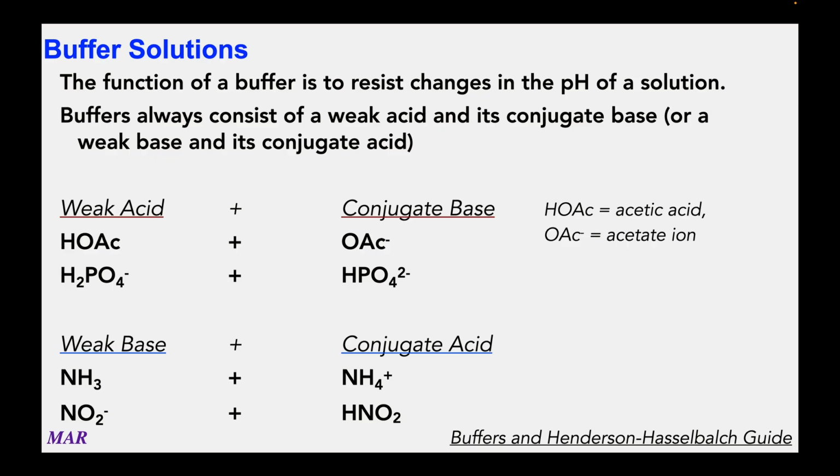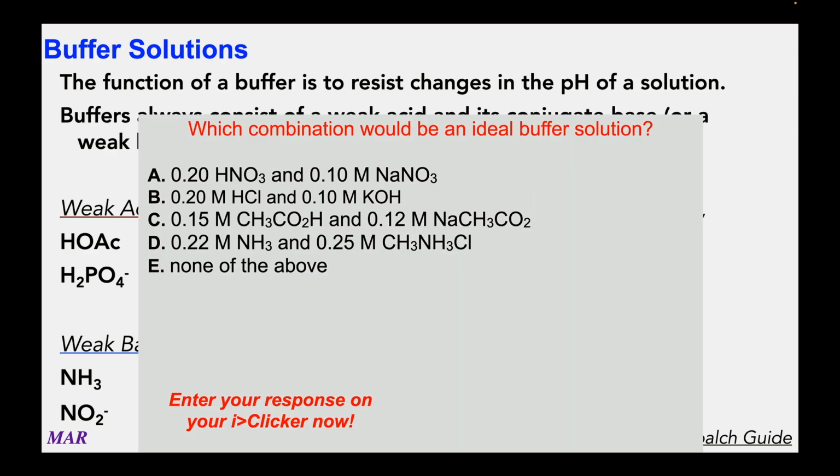We're going to mostly look at weak acids with conjugate base, but everything we talked about, you can also apply to weak base and conjugate acid theory, but we'll focus mostly on a weak acid with a conjugate base. I do recommend that you check out this handout. It's called the Buffers and Henderson-Hasselbalch Guide. We're going to see how Henderson-Hasselbalch really helps with buffer calculations, and this handout also talks about what a buffer is, stuff like that. So which of these would be an ideal buffer solution?